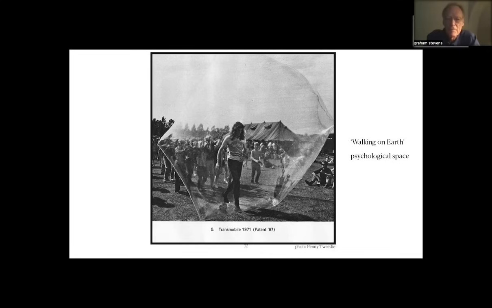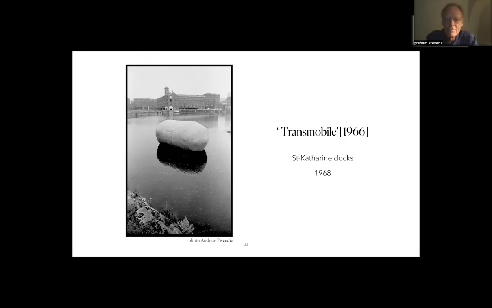This is a transmobile, which is a transparent cube which you can walk over land or water. I always think of this as a psychological space, as most people don't realize that you can hear every word they say. So there's very good communication between. It's usually assumed to be one way. Echoes of Wandering Lonely as a Cloud, I think. And that's the transmobile on water.